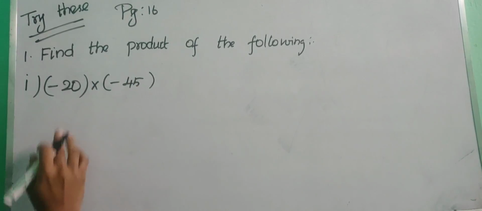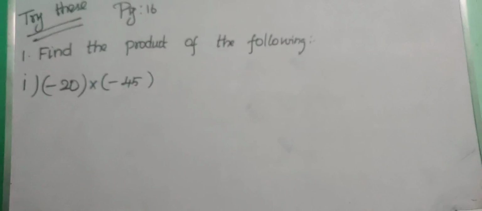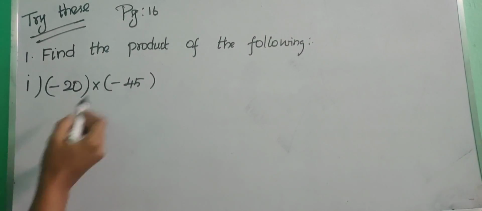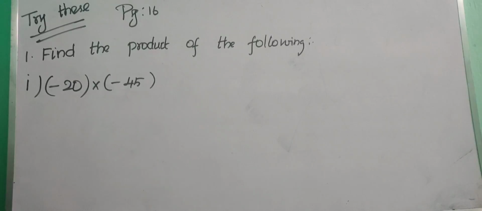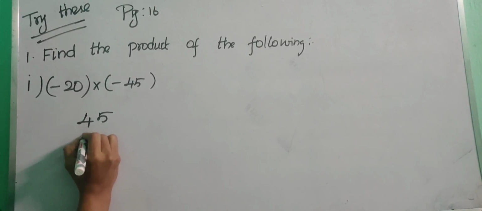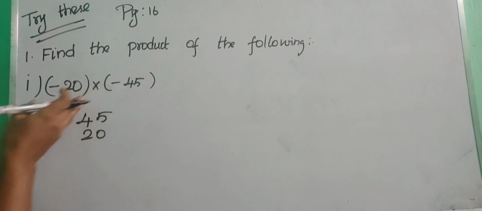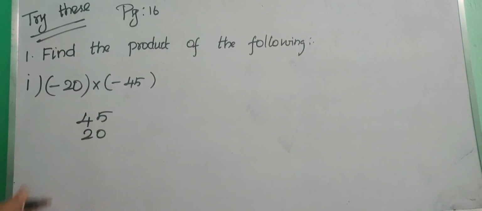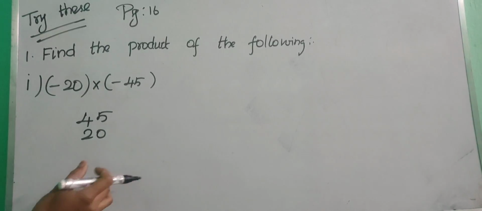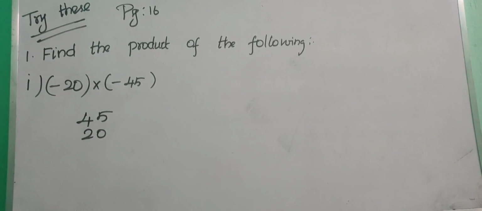So what is the answer? How will you find? We are having minus 20 and minus 45. We can multiply very easily by the normal multiplication method. So 45 into 20. You can arrange 20 in the top and 45 in the bottom. In multiplication the order does not matter, the problem is the same. So we can write the bigger number in the top and smaller number in the bottom. Then we can multiply very easily, right?